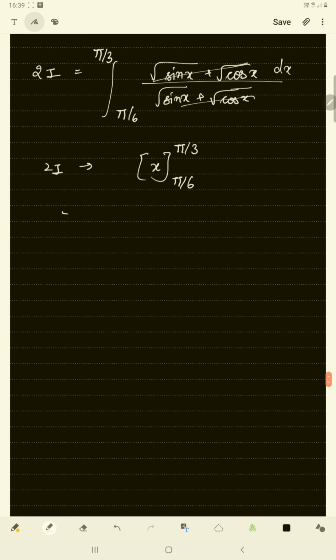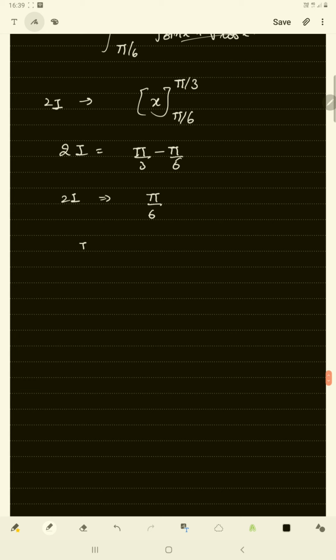So now 2I is equal to pi by 3 minus pi by 6. So we get pi by 6 over here, which is equal to 2I, and the final value of I would be pi by 12. So this is our final answer.